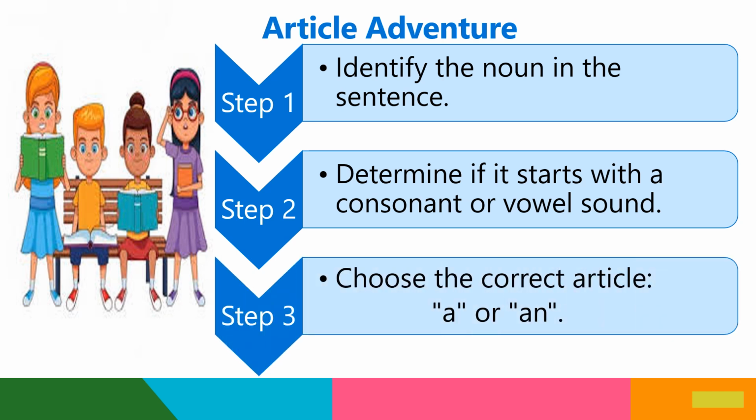And finally, step 3, choose the correct article, a or an. If it starts with a consonant sound, use article a, or if it is starting with a vowel sound, use article an. So for dog, we say a dog, as it is starting with the consonant sound d.